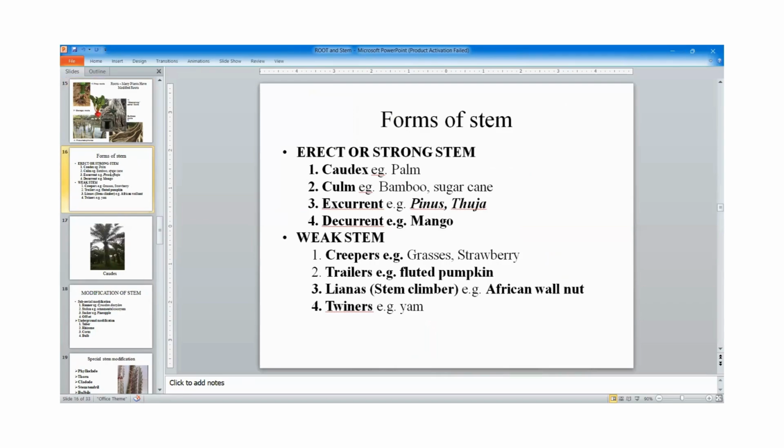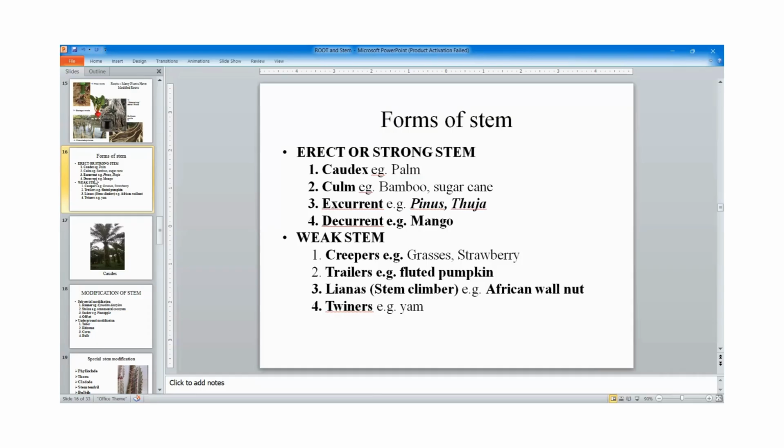Forms of stem. We have two forms, erect or strong, and weak stem. Erect stem can stand straight without support, while weak stem requires support, they cannot stand erect. Under erect or strong stem, we have caudex, e.g. palm. In this form, they grow erect without branching.